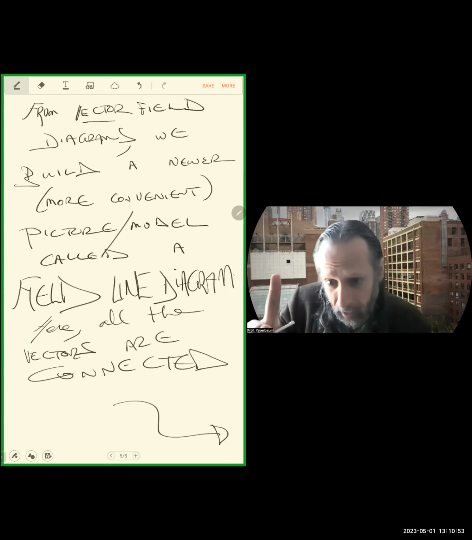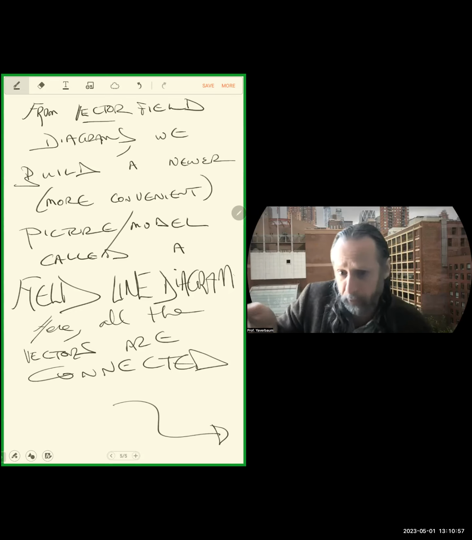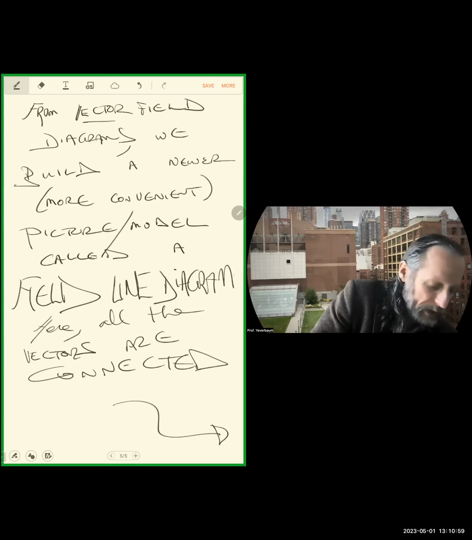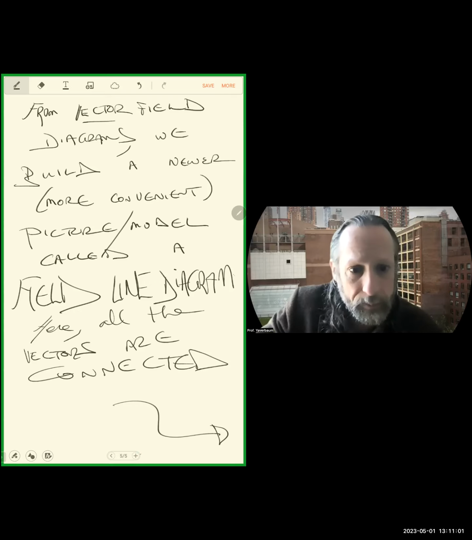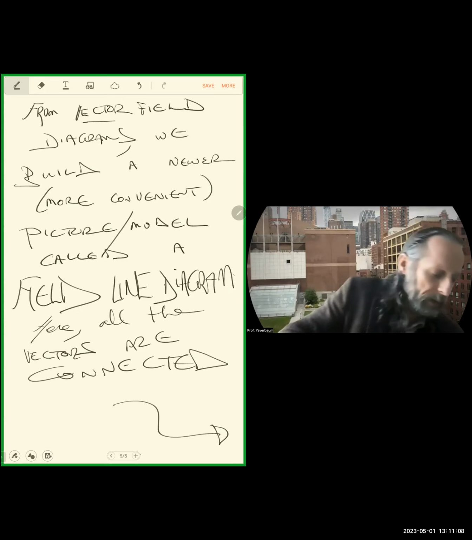The idea behind the field line picture is we take all the vectors that were in a vector picture and we connect them all up. So we have a lot fewer lines to deal with. In fact, let me just cut straight to the chase.